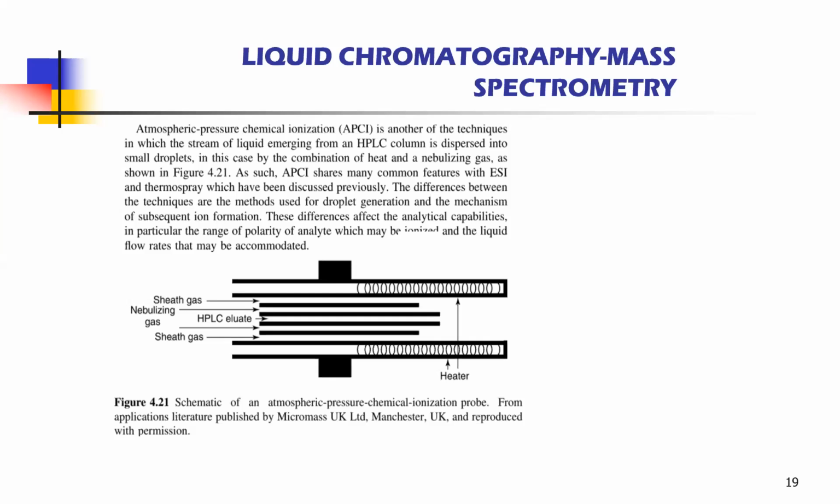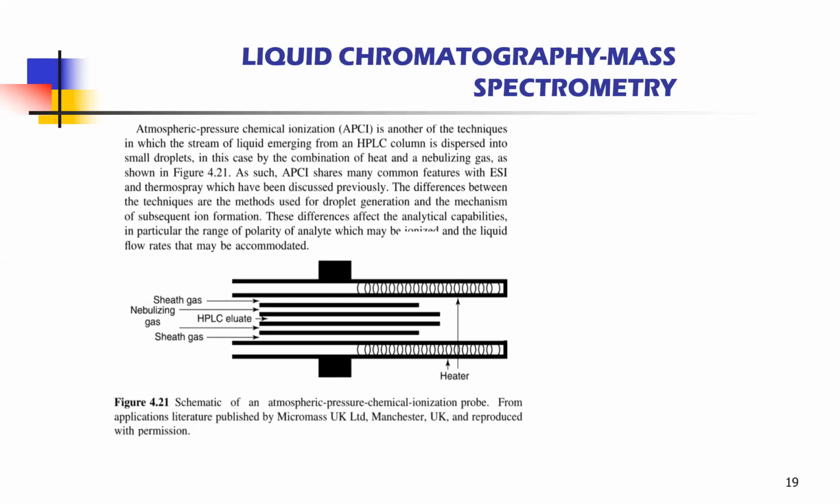So APCI shares many common features with the electrospray interface and thermospray. It is a combination of both: we have the application of potential along with the application of temperature. There are differences between the technical methods used for droplet generation and the mechanism of subsequent ion formation. These differences affect the analytical capabilities, in particular the range of polarity of analytes which may be ionized and the liquid flow rates that may be accommodated.